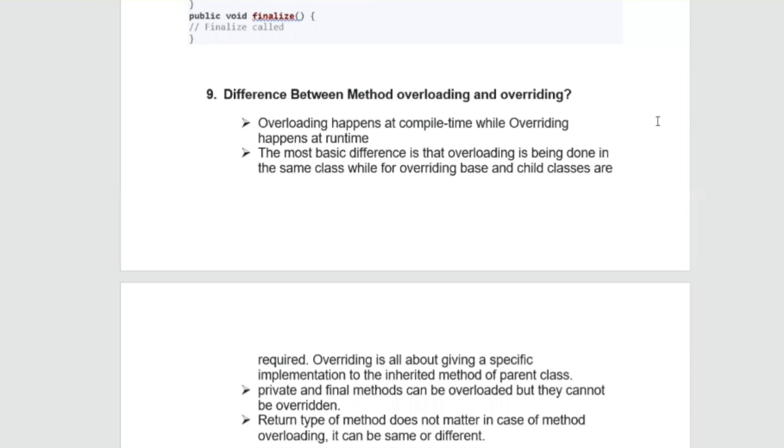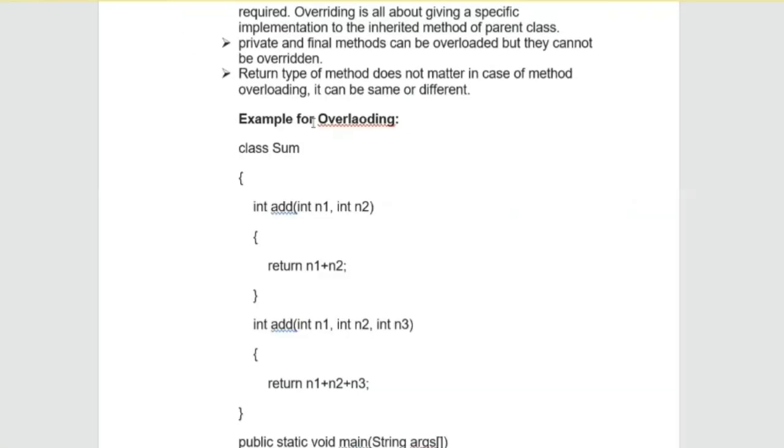Okay, so the most basic difference is that overloading is done in the same class, while overriding is done between base and child classes. Okay, with this example you can understand what overloading is. In the Sum class, there are multiple methods with the same method name.